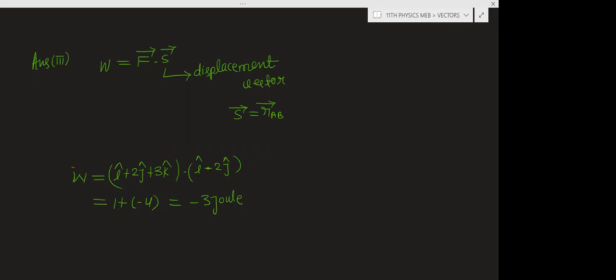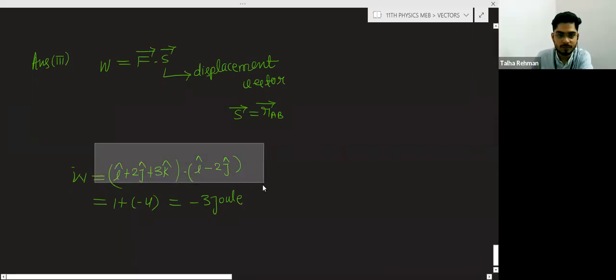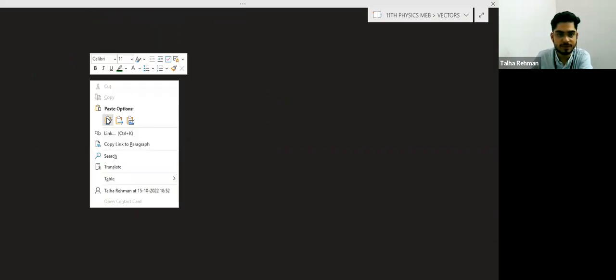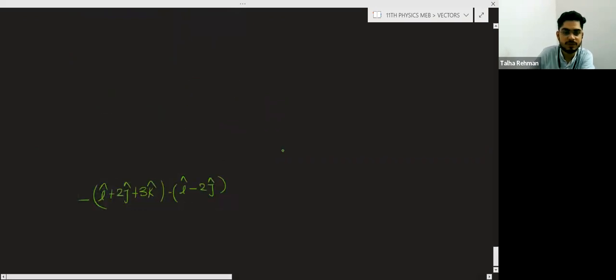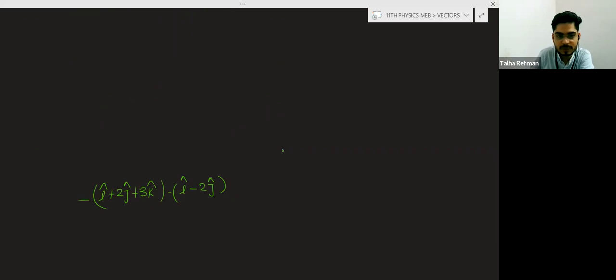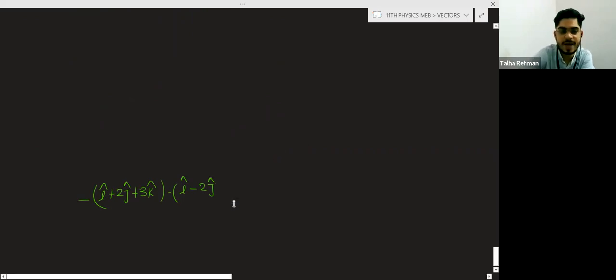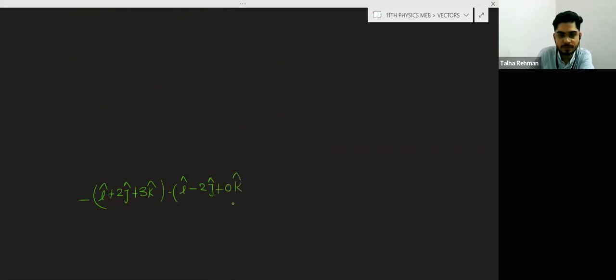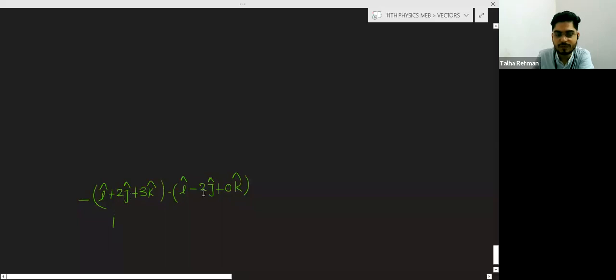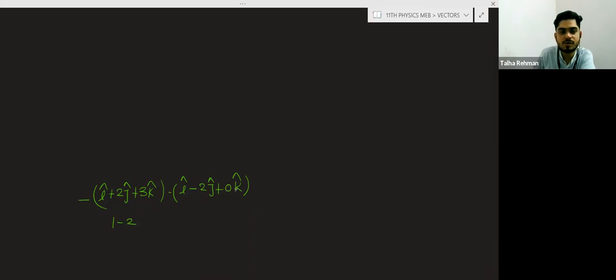Sir, there was plus 3k cap also. Why have I not written that? Because, see here, we have to do the dot product of this vector and this vector. So I can write this vector as plus 0k cap. When you multiply this with this, it will become 1. You multiply 2j cap with minus 2j cap, it will become minus 4, and 3k cap with 0k cap becomes 0. So that is why this is minus 3. Got it now?